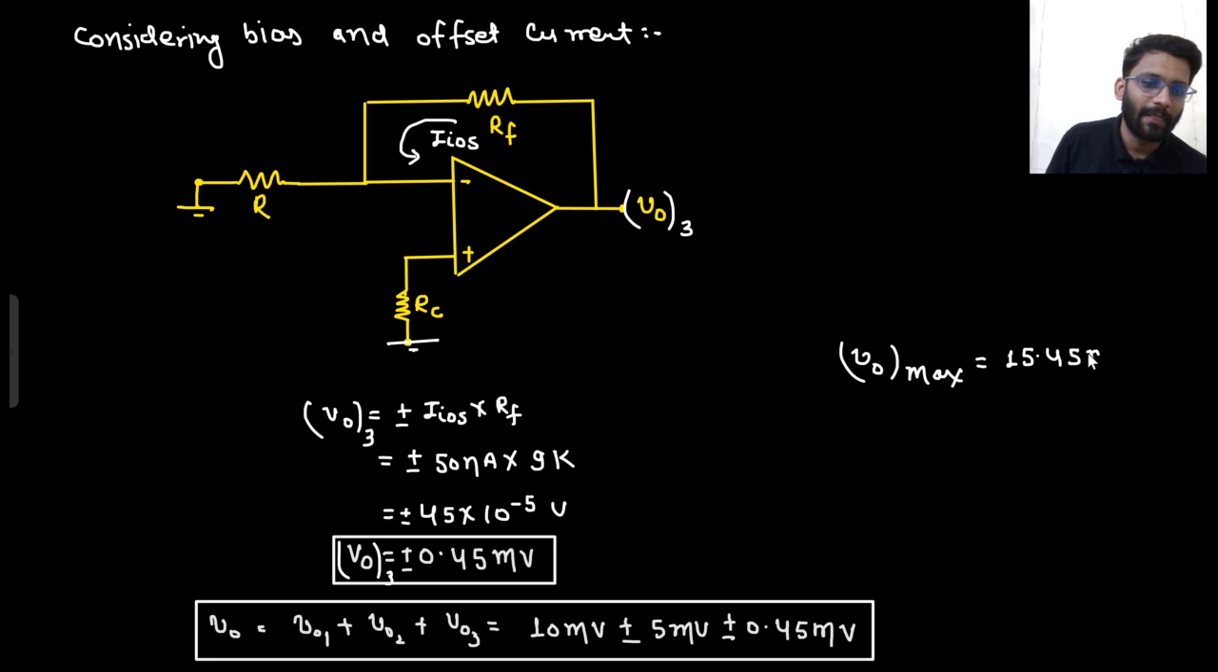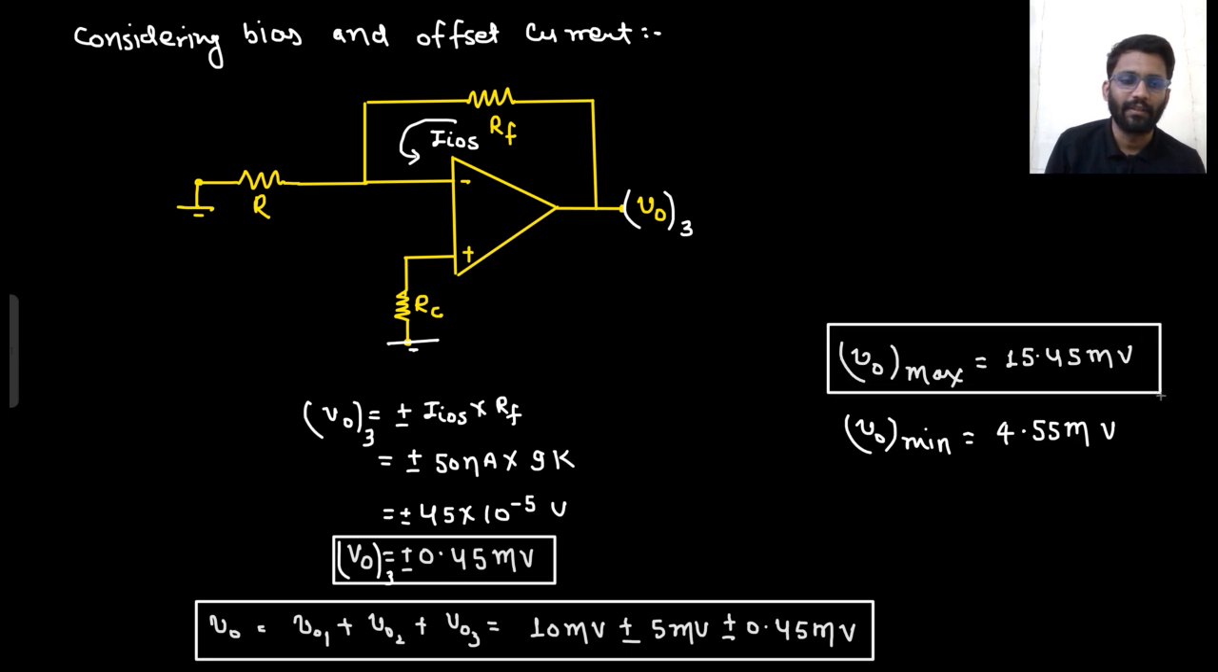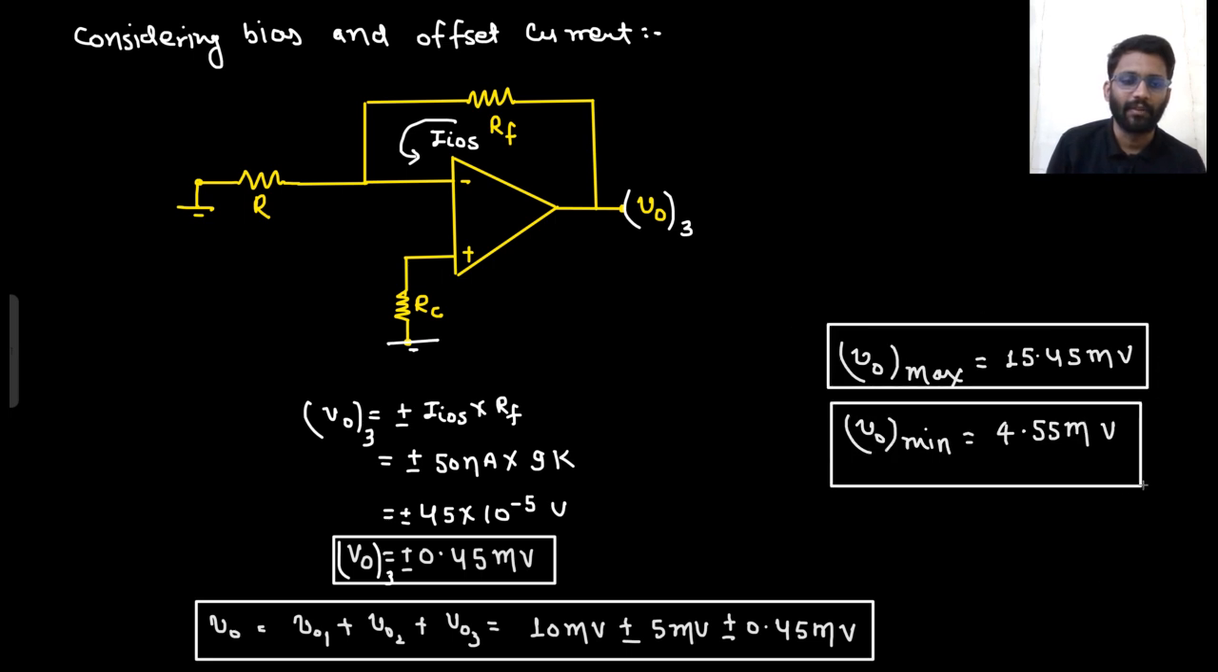That will be 15.45 millivolt, right? And what will be VO min? VO min will be 10 minus 5.45. It would be 4.55 millivolt, right? So these two cases we have considered, VO max, VO min.